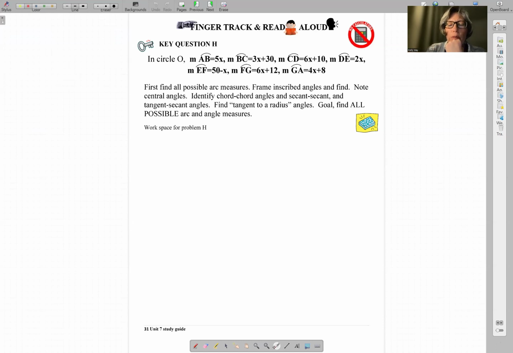For this problem, you're given a bunch of measurements, which we will place on the right side. You're going to find all possible arc measures, and you're going to find the inscribed angles, and then find the central angles, identify chord, secant, tangent, find all tangent to radius angles, which includes a right angle. You want to find ultimately all angles and arcs.